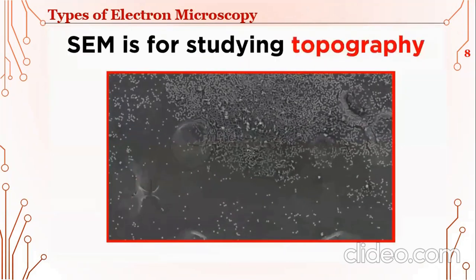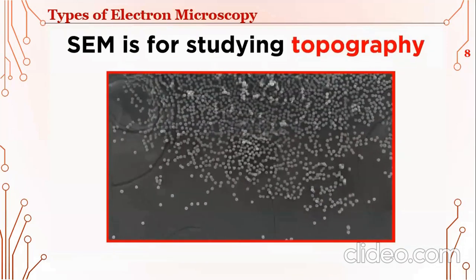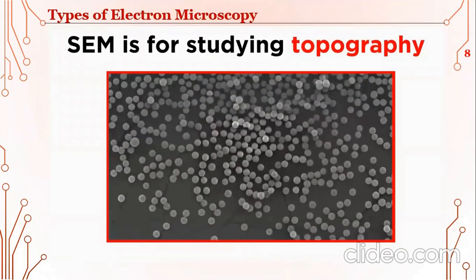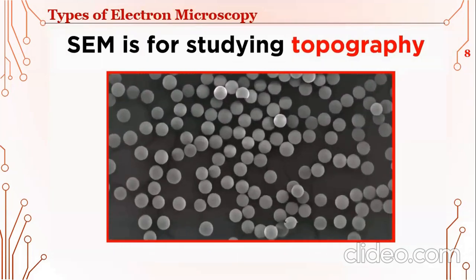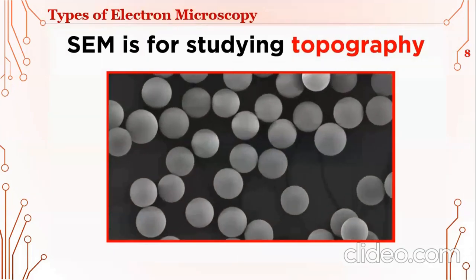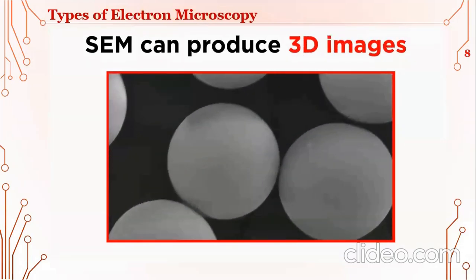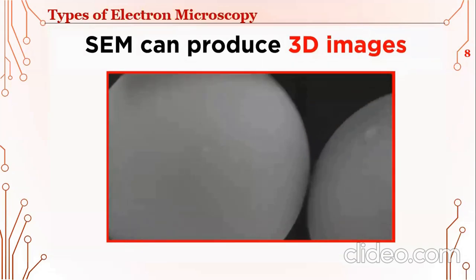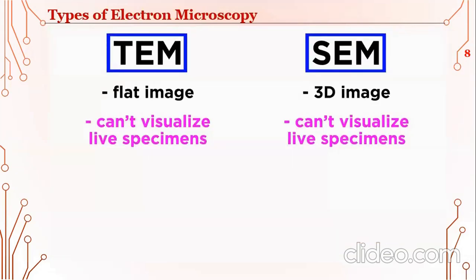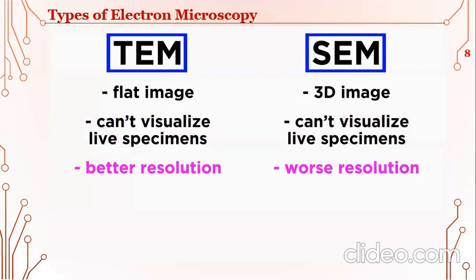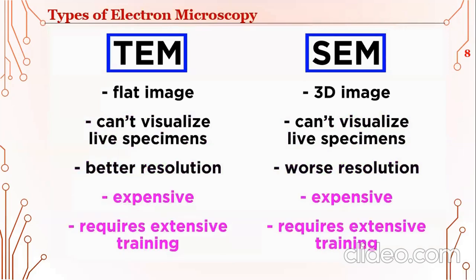SEM imaging is primarily used to study the topography of cells and other similar structures. With this type of microscopy, researchers are able to investigate the depth of structures, which isn't possible with TEM, as SEM produces a 3D image opposed to the flat image from TEM. Yet, just like TEM, SEM cannot visualize live specimens, and SEM has worse resolution than TEM. Both TEM and SEM are expensive and require a lot of training, so they are not likely to be used apart from those pursuing a microbiology career.